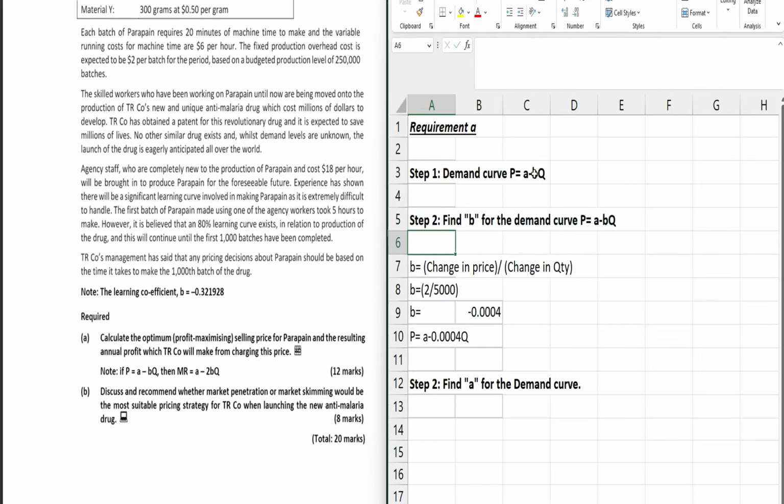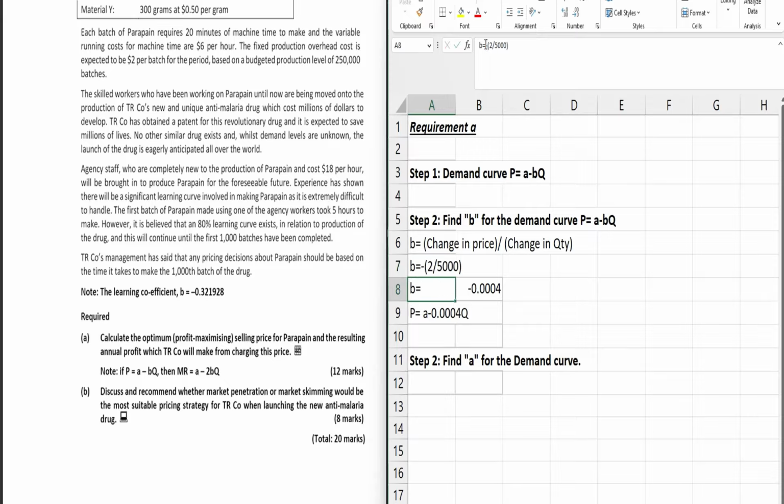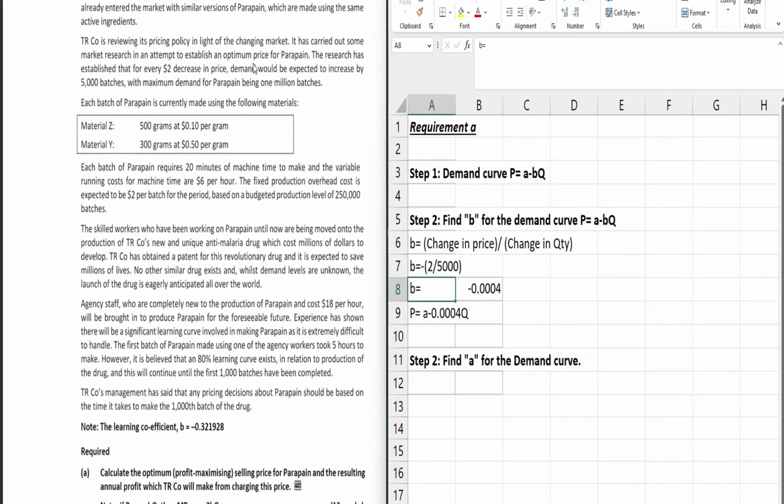And how can we find the value of B? The formula was change in price divided by change in quantity, and it is always negative, remember, as I said earlier, but while performing the calculation we ignore this negative sign. In the question they already said that if the price decreases by 2, demand is expected to increase by 5,000 batches. Remember, they already say.